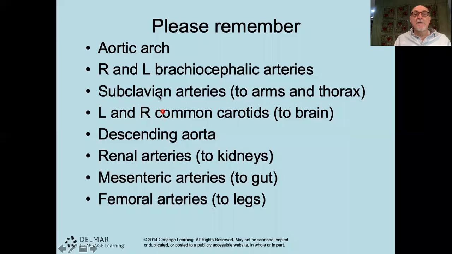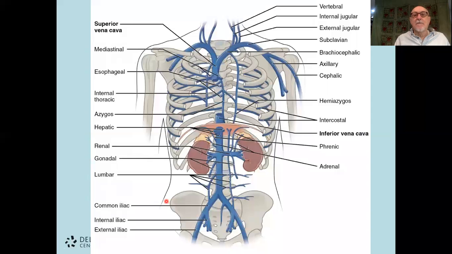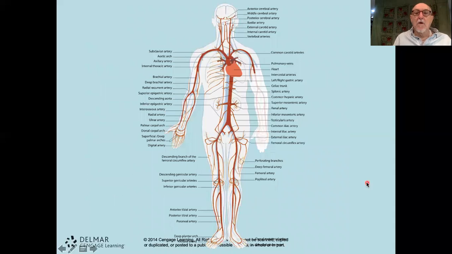Okay, so here's the list for you to remember: aortic arch, the brachiocephalic, subclavian, common carotids, the descending aorta, renal arteries, then the mesenteric arteries, and the femoral arteries. Be prepared to see a diagram with an arrow saying, what is this? Which artery is this? Okay. So I just want to mention one thing back here.